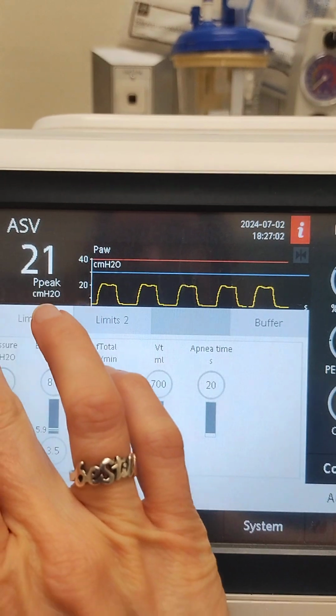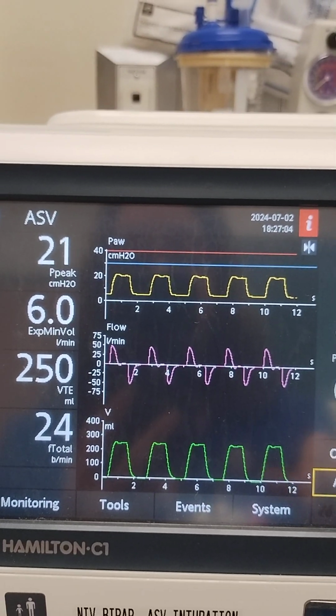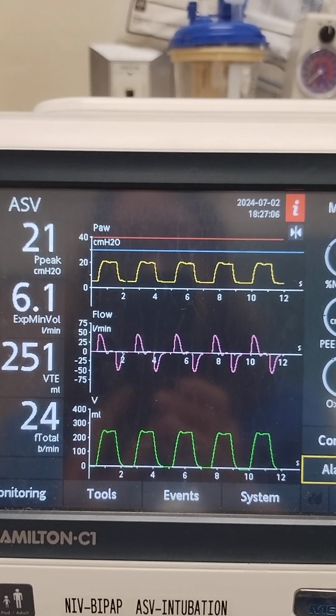And the next thing we're going to talk about is how to place this particular ventilator in non-invasive mode.